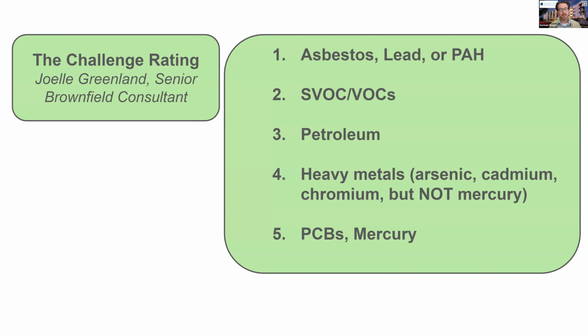And one more note about the nuances of the challenge rating. If there's asbestos on a site, of course, that's a 1, as you see on the slide here. But if there's also mercury, well, then it's a 5. So the presence of any part, it's like a pyramid here in a sense, or there's a hierarchy. If there are PCBs or mercury on a site, then automatically this site is a 5.